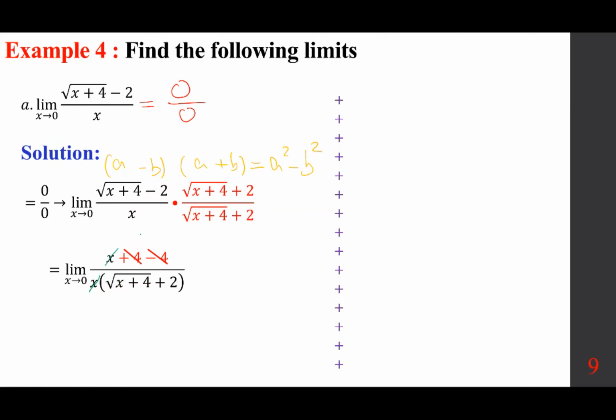This x cancels out this x, and the numerator changes to 1. If we plug in, we get square root of 4, which is 2. 2 and 2 is 4. The final answer is 1/4. And we are done. That was an indeterminate form, everybody.